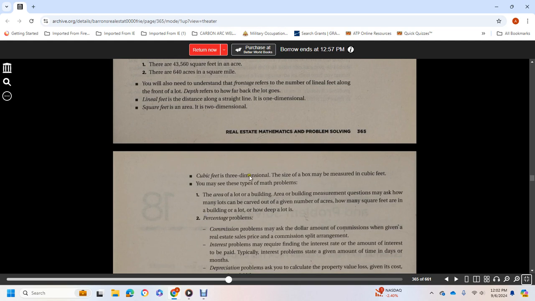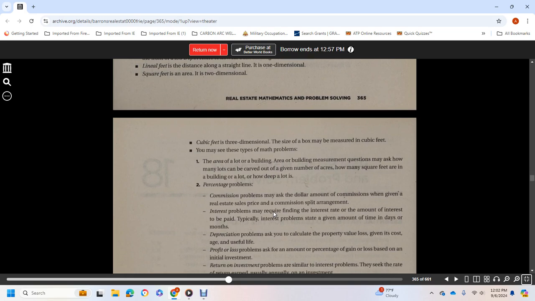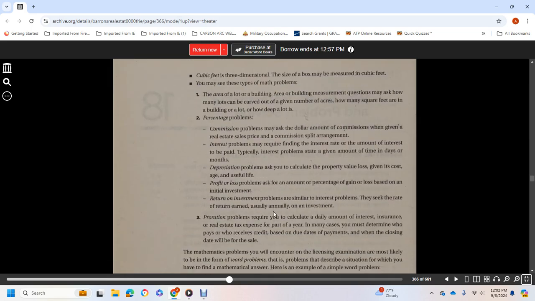You may see these types of math problems. Area problems for a lot or building may ask how many lots can be carved out of a given number of acres, how many square feet are in a building lot, and how deep the lot is. Percentage problems, such as commission problems, may ask the dollar amount of commission given a real estate sales price and a commission split arrangement. Interest problems may require finding the interest rate given the amount of interest to be paid.